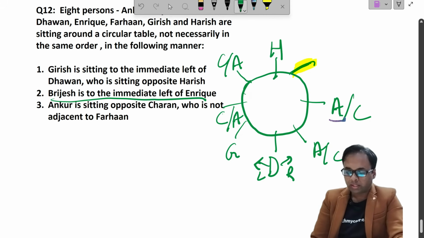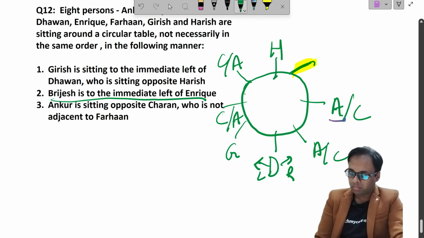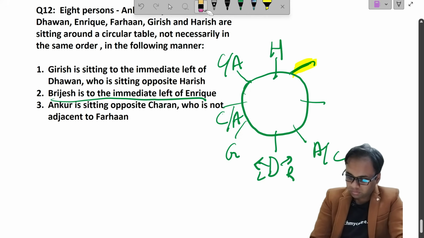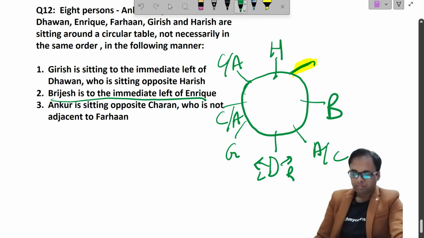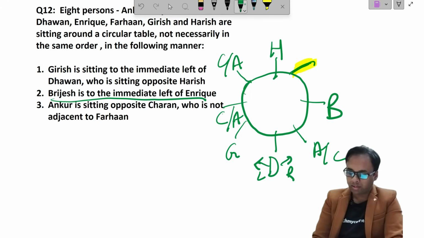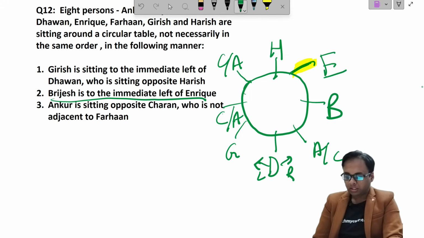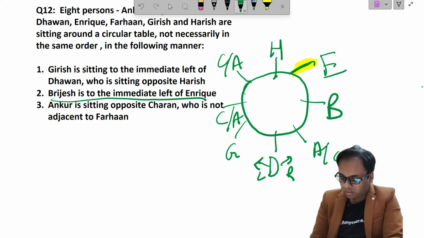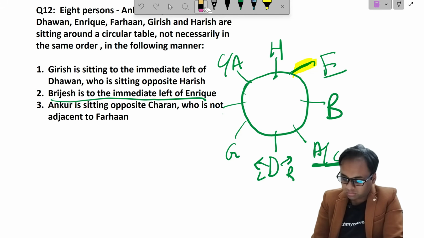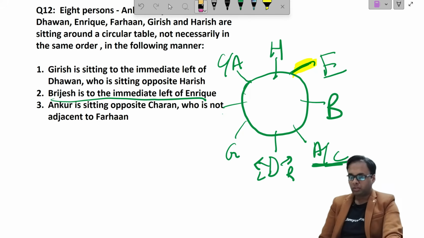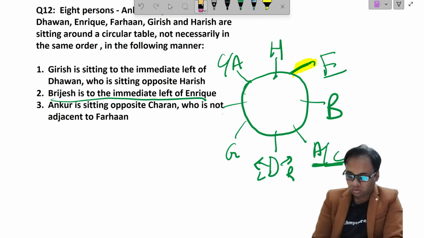Now let us think about the positioning of Brijesh and Enric. So we try to place Brijesh maybe over here. Let me just rub them. If Brijesh is sitting here, then Brijesh is to the immediate left of Enric, so Enric has to be here. In that case, if either of A or C is here, then the opposite has to be here, and this cannot be true because we have already placed Enric and Brijesh here. So the only one remaining is Farhan, who has to be here.